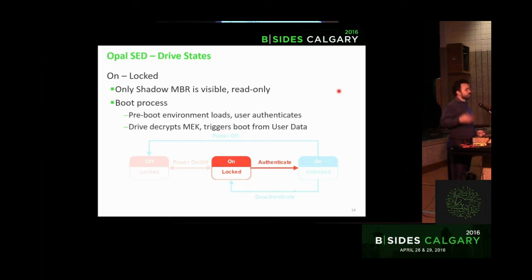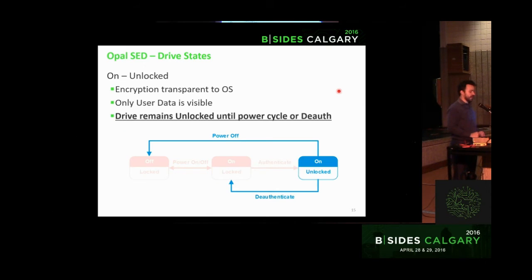It usually prompts the user for credentials or interacts with the TPM in some way, extracts a password or a key that it sends to the drive, and then with that key or that password, the drive decrypts the key encryption key, and with that, it decrypts the media encryption key and then keeps that in the memory of the crypto processor, so then the crypto processor will be able to encrypt and decrypt data transparently. So this is the on and unlocked state.